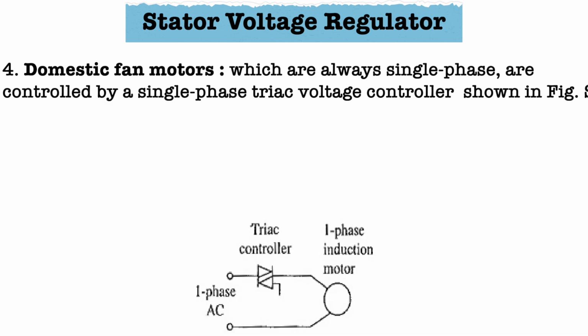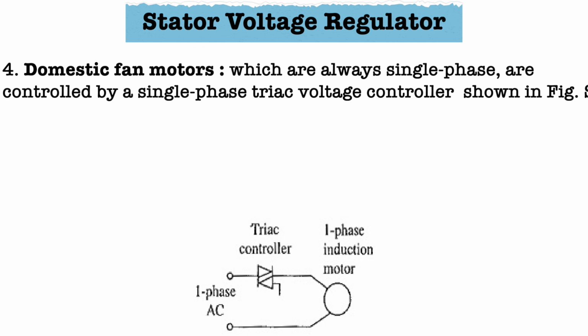Domestic fan motors, which are always single phase, are controlled by a single phase triac voltage controller shown in the figure. Speed control is obtained by varying firing angle of the triac. These controllers, commonly known as solid state fan regulators, are now preferred over conventional variable resistance regulators because of high efficiency.